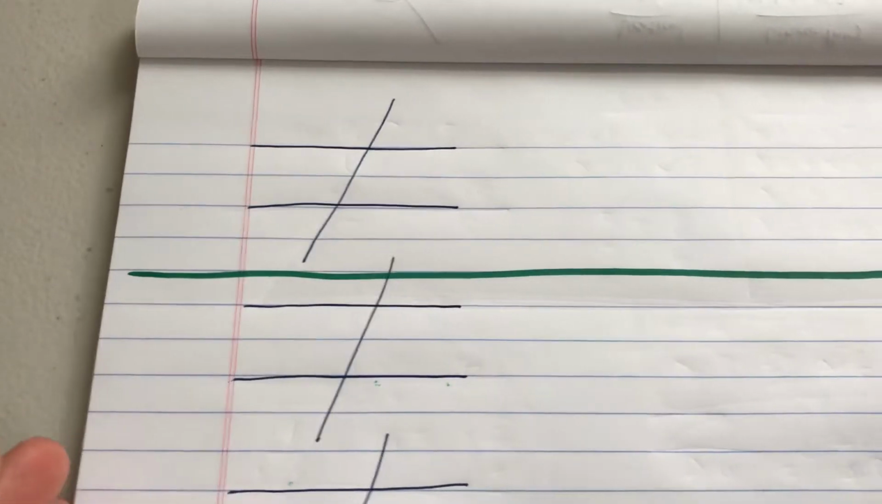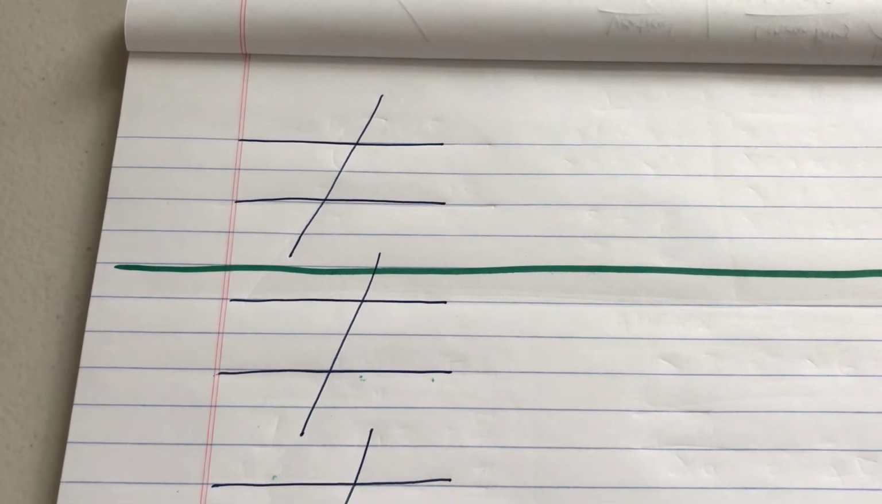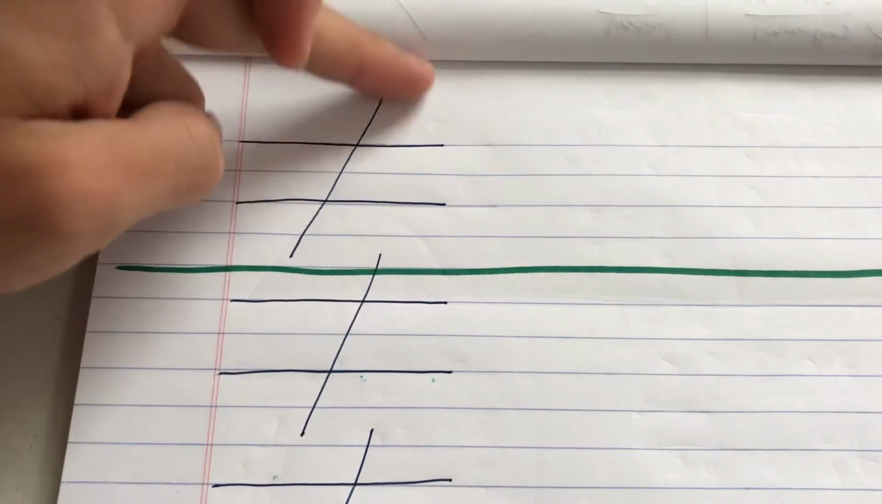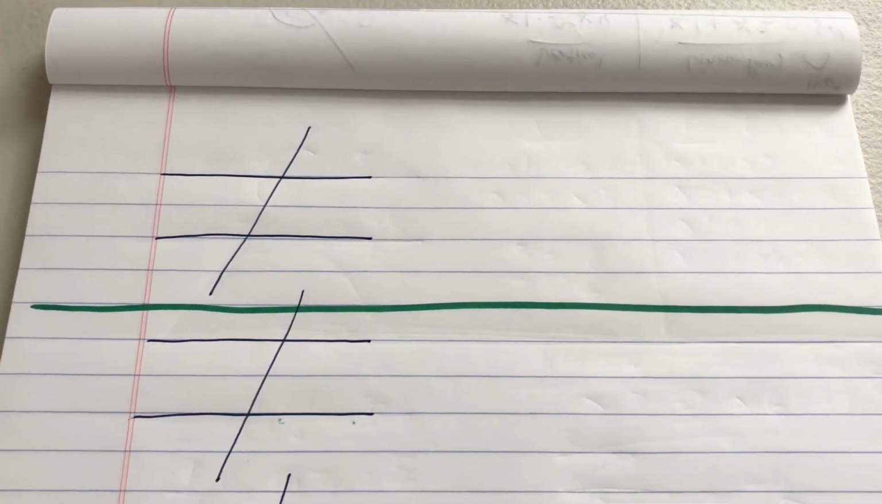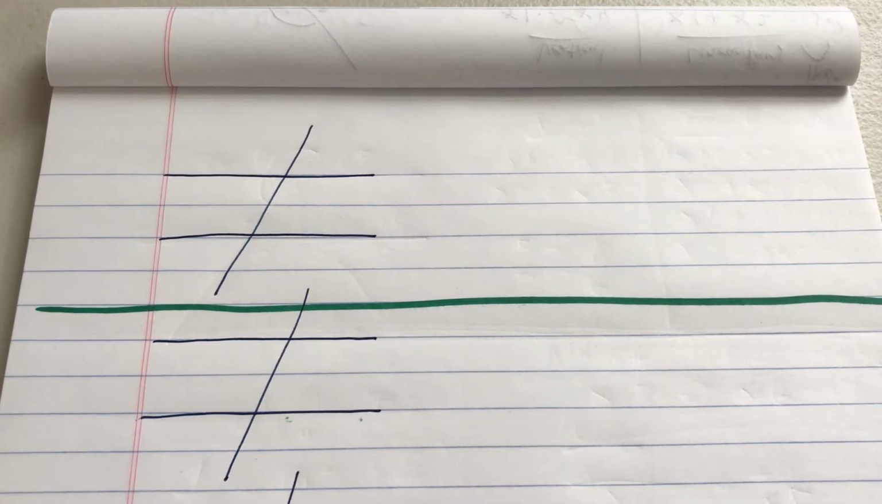Alright, boys and girls, let's take a look at this. We are learning about angle pairs with two parallel lines cut by a transversal. Okay, it's going to be a lot of memorization, but it's also very intuitive. Okay, so let's take a look at this.